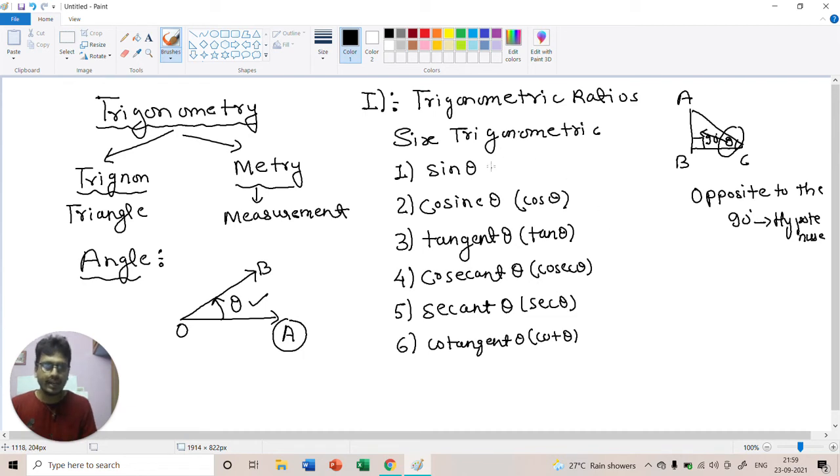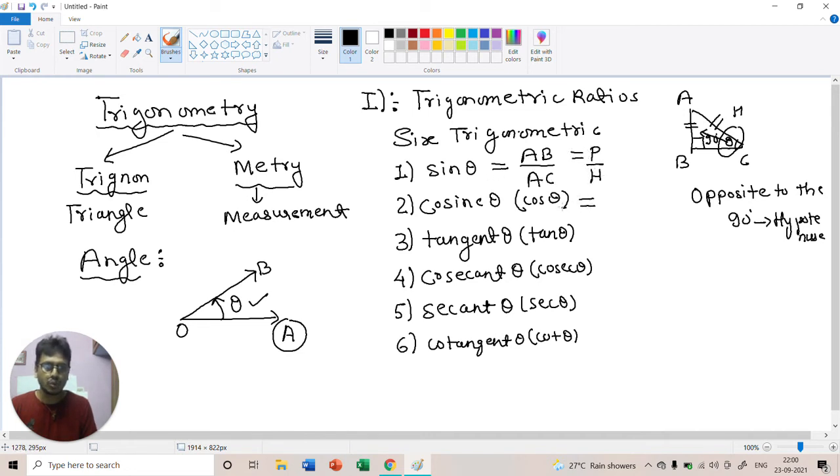So what is sin theta? Sin theta is perpendicular upon hypotenuse. So here perpendicular is AB, because I take C as the unknown angle which is theta. Opposite to the angle is perpendicular and opposite to the 90-degree is hypotenuse. Here hypotenuse is AC. So AB upon AC. This is sin theta, perpendicular upon hypotenuse.